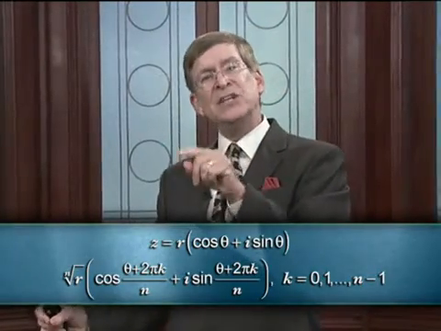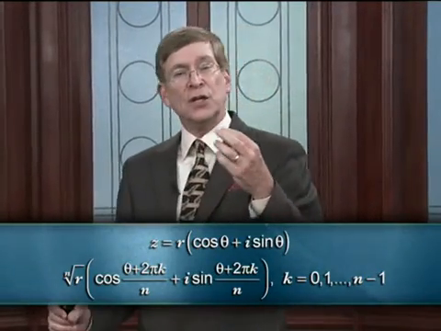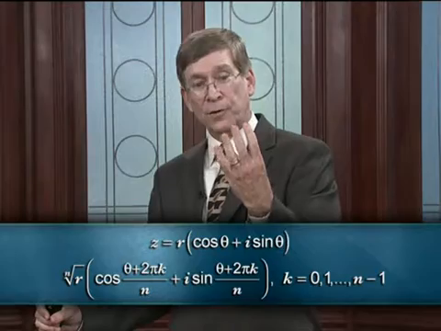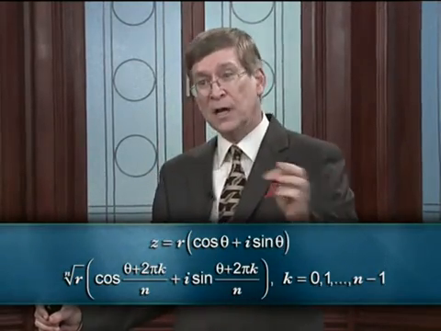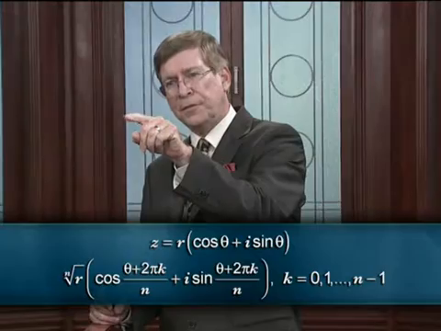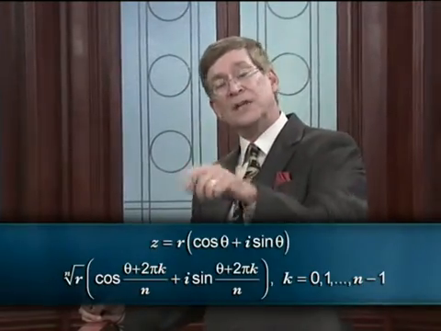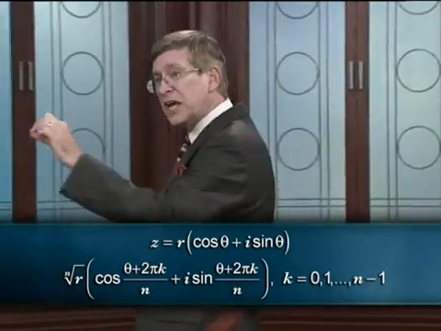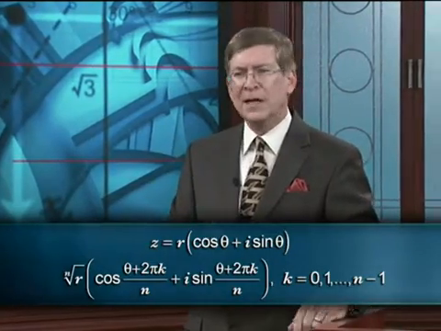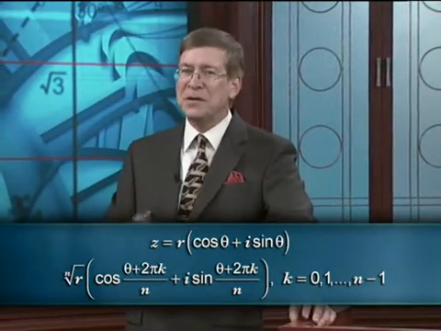k takes on n different values: 0, 1, 2, out to n minus 1. So if you're finding fourth roots, n is 4, so k would be 0, 1, 2, 3. So there are really 4 values in this expression. When k is 0, you get a certain angle, theta plus 0 over n. Then you get theta plus 2 pi over n, theta plus 4 pi over n, etc. So as k varies from 0 out to n minus 1, you get a different angle each time in the formula, and each time you get a different nth root of your original complex number. All right, again, pretty complicated formula.